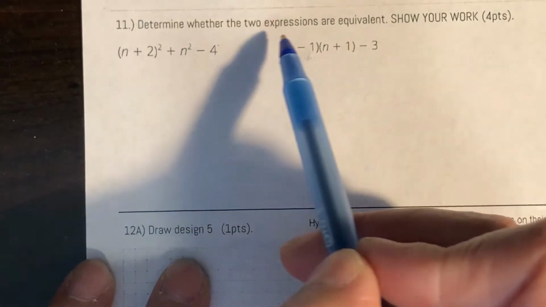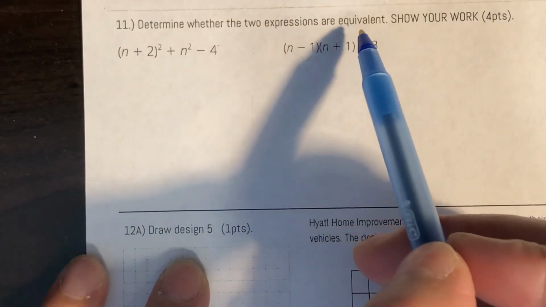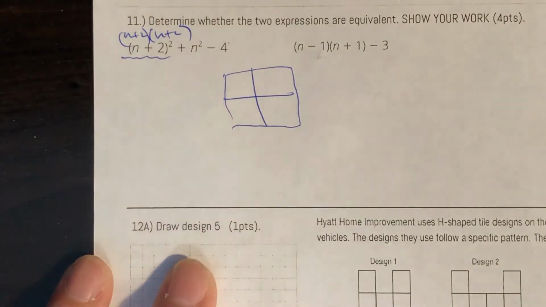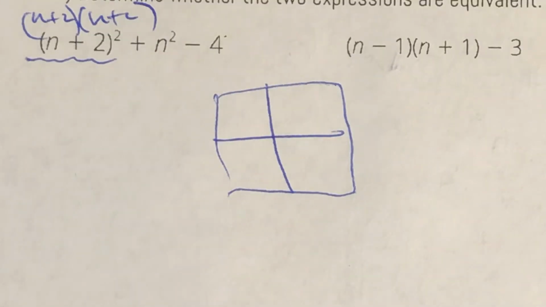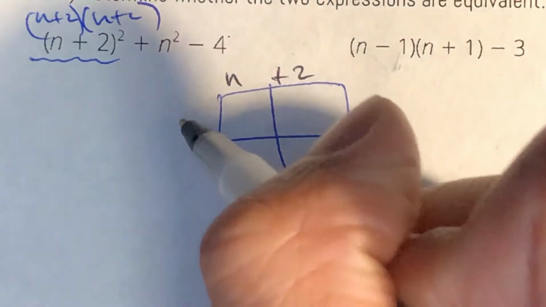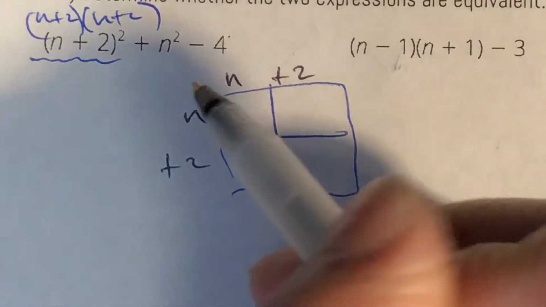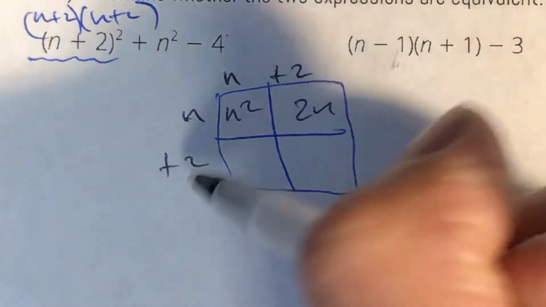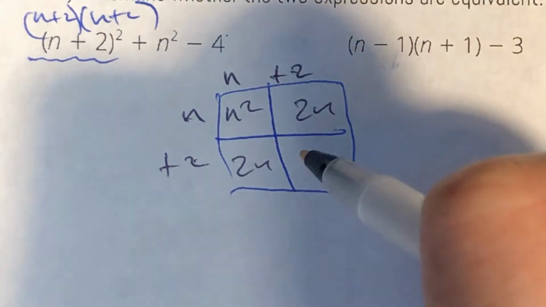To determine whether the two expressions are equivalent, what we're going to do is just expand these. So n plus 2 squared basically means n plus 2 times n plus 2. Let's do that right here. So I have n plus 2 and then n plus 2. N times n is n squared. N times 2 is 2n. N times 2 is 2n. 2 times 2 is 4.